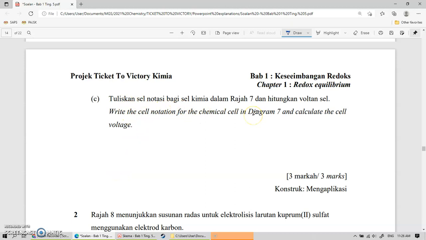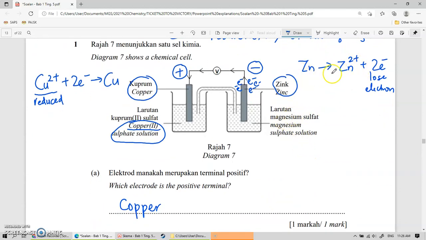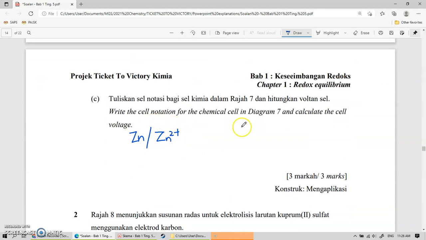Write the cell notation. So we always start with the negative terminal, which is zinc. And then we have the solution, in which there is zinc ion. The zinc loses electrons and becomes the Zn2+ ion. And on the other side, the positive terminal, in the solution, the Cu2+ receives the electrons, and the electrode is a Cu electrode. So this is the notation.